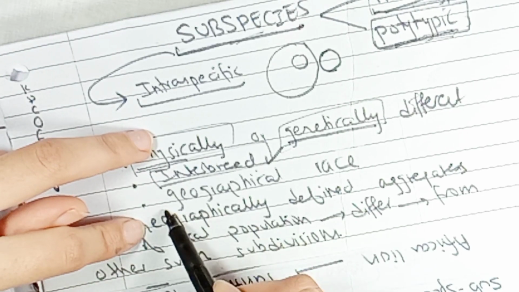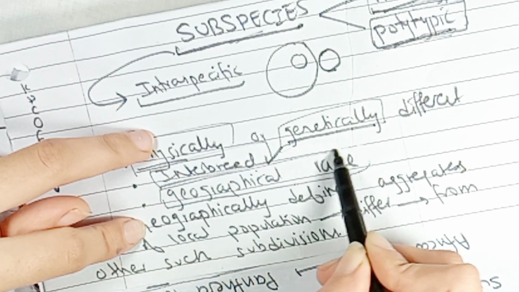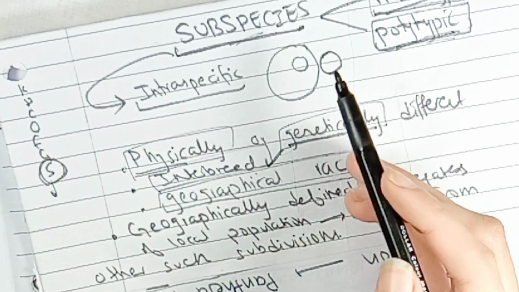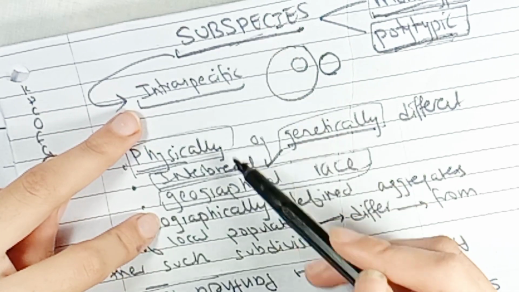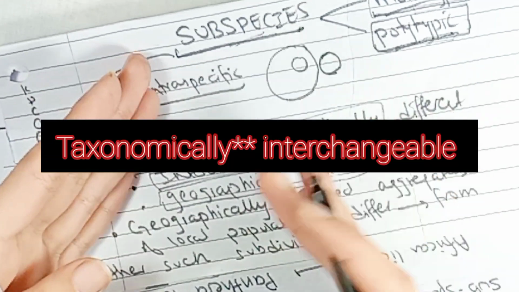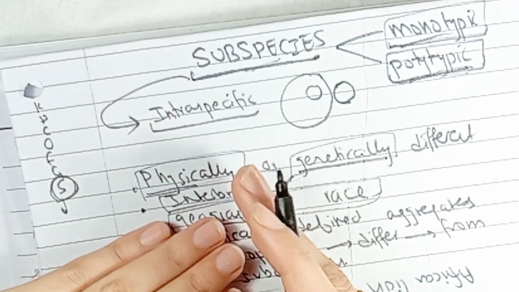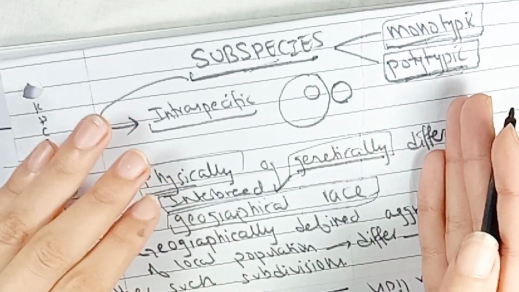So the next point is that subspecies are also called a geographical race by some scientists or by some taxonomists. So these terms are frequently interchangeable. Geographical race and subspecies, these two terms are interchangeable for some taxonomists, especially the taxonomists of mammals, birds and insects.